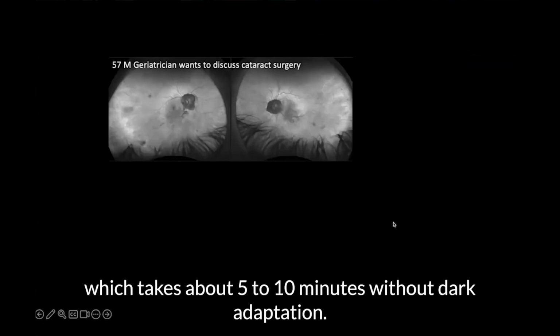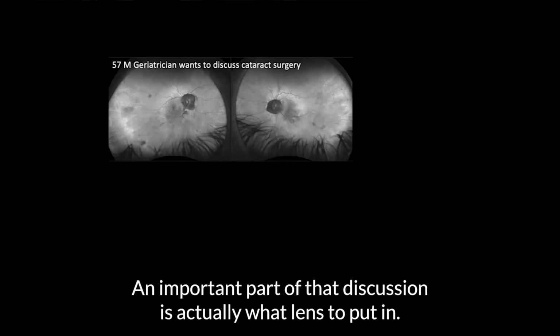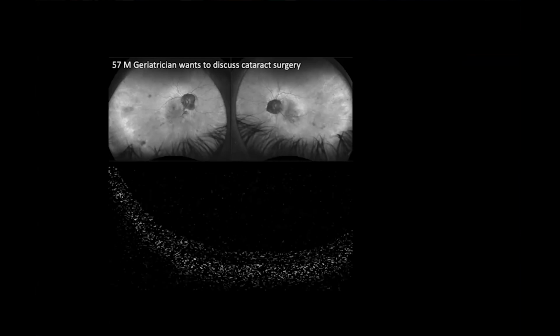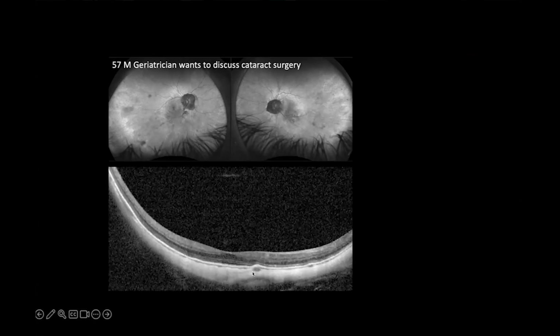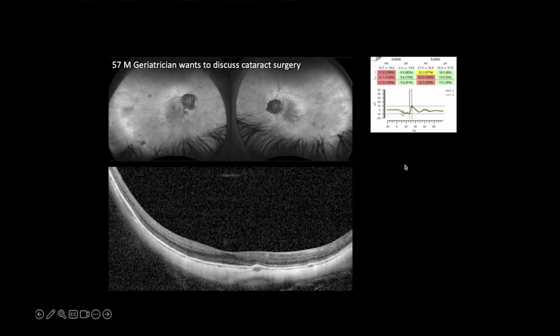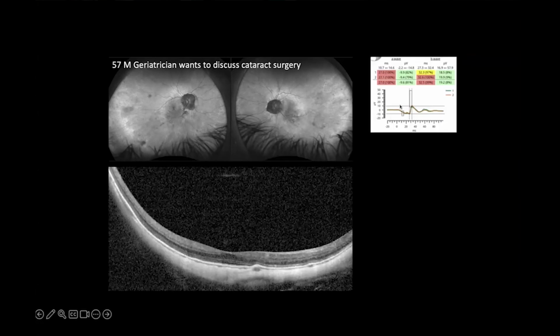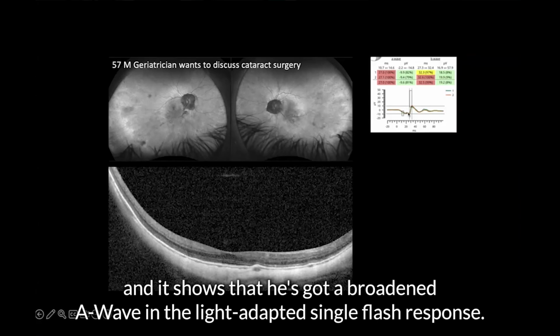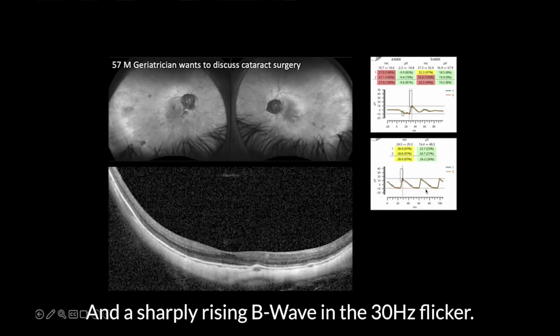This is a 57-year-old geriatrician who wants to discuss cataract surgery. And an important part of that discussion is actually what lens to put in. He's myopic. You can see here the choroid is very thin. So we did the ERG in the clinic, which took 5 to 10 minutes. And it shows that he's got a broadened A wave in the light adapted single flash response and a sharply rising B wave in the 30 Hertz flicker.